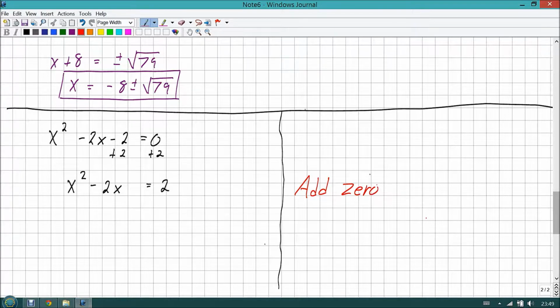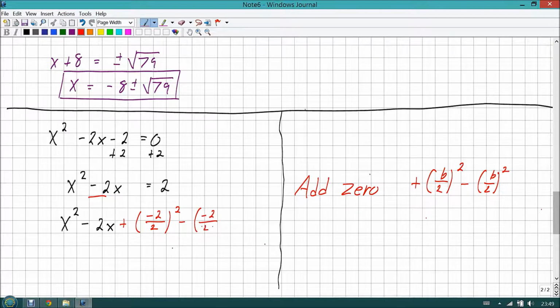And the way we add 0 is that we have b over 2 squared. We're both adding and subtracting b over 2 squared. So here my b value is -2. So on my next line, I would write x squared minus 2x and then plus b over 2 squared minus b over 2 squared.